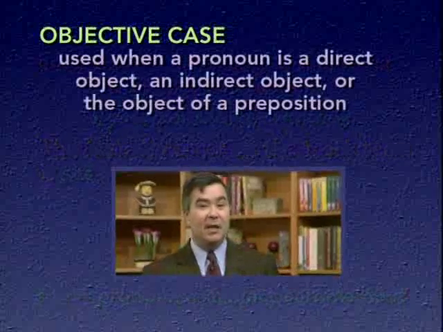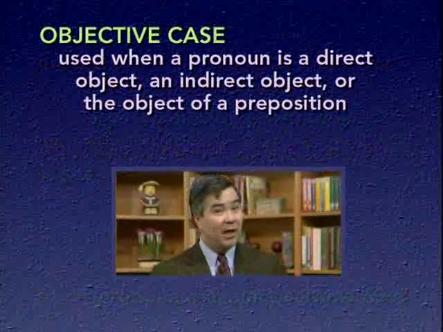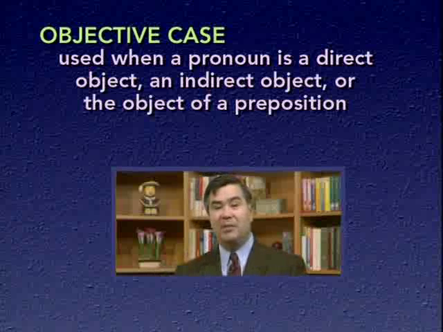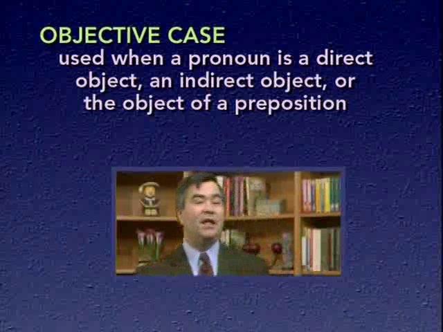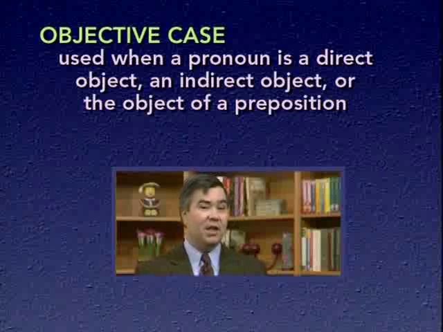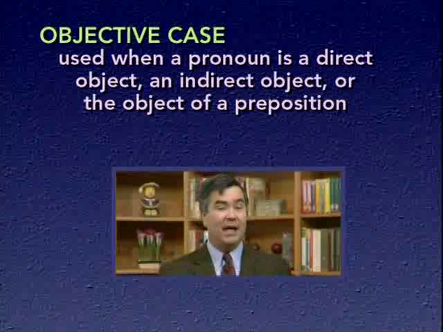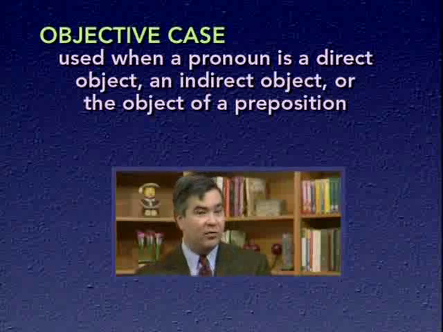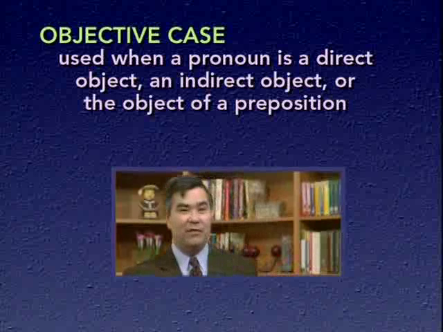The second pronoun case is the objective case. The objective case is used when a pronoun is a direct object, an indirect object, or the object of a preposition. Now you'll recall that in a sentence, a direct object receives the action of the verb. Not all verbs have direct objects. Only certain types of verbs, known as transitive verbs, may have direct objects. In a sentence where there is a transitive verb, the action flows from the subject through the verb to the direct object, which receives the action of the verb.